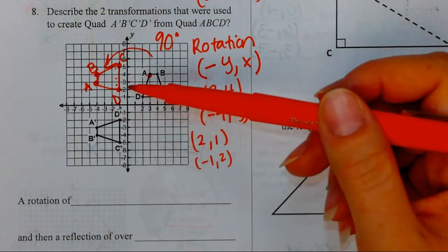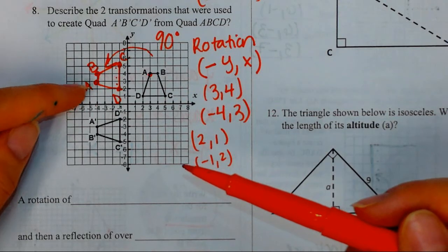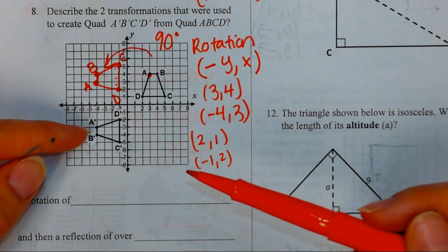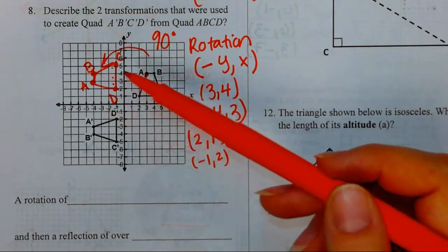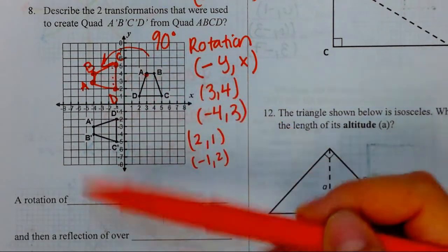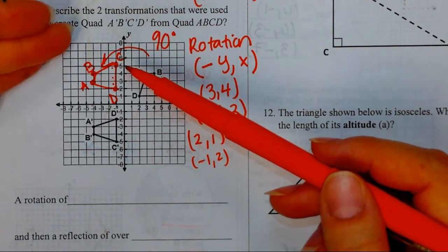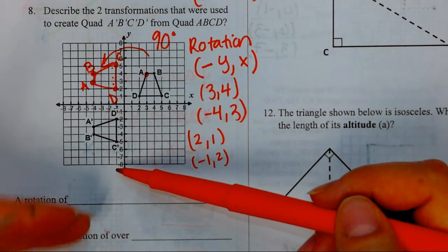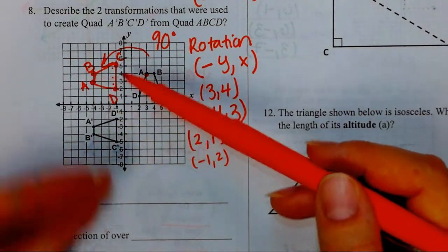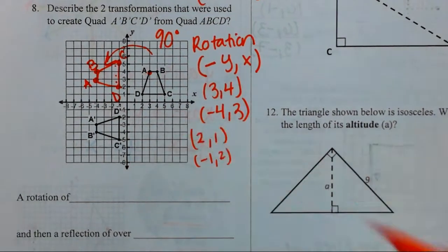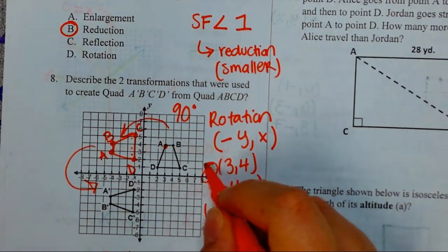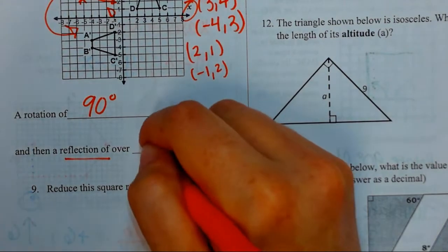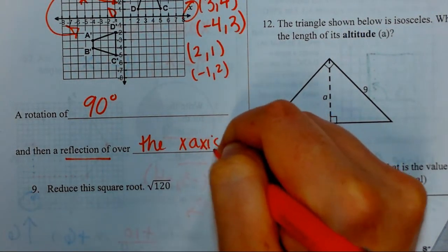Now, after it rotates, notice how A is on the bottom here and B is on top, and then it flips. A is on top, now B is on the bottom. That's the signal that this was a reflection, flipping over, and not just a translation like moving it down. Because if we just moved it down, A and B would be in the same place. But because they switched, it flipped over. So this is a rotation of 90 degrees and then a reflection, flipping over the x-axis.